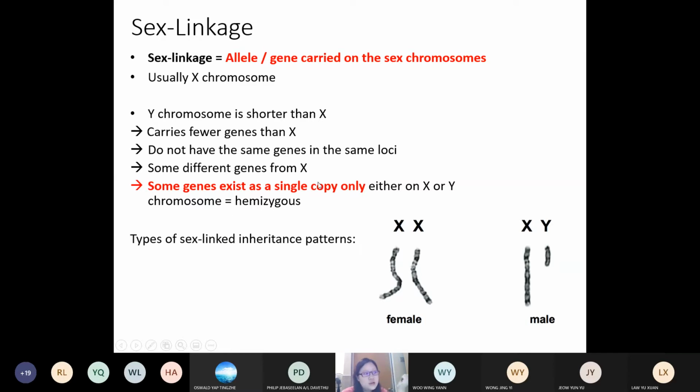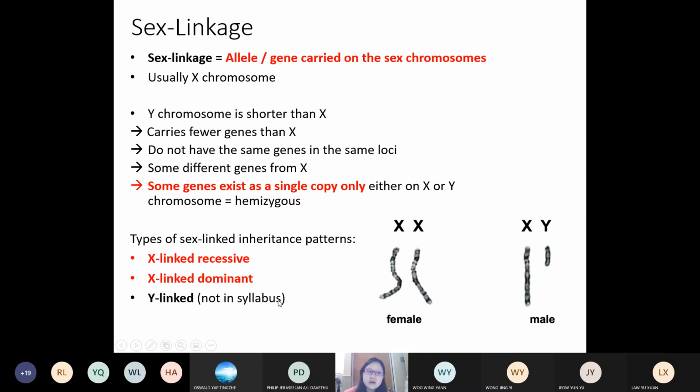So what we will learn is what X-linked recessive means. The gene is on the X chromosome, not on the Y. So just X-linked, and it is a recessive allele. What if it's X-linked dominant? What does that mean? And Y-linked.